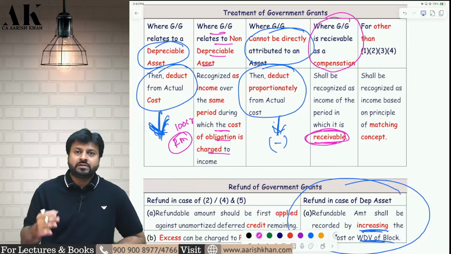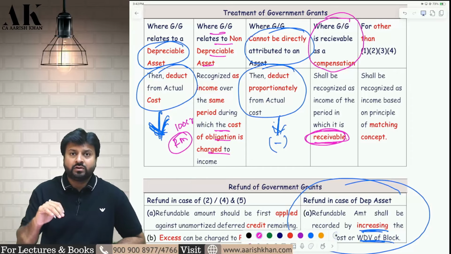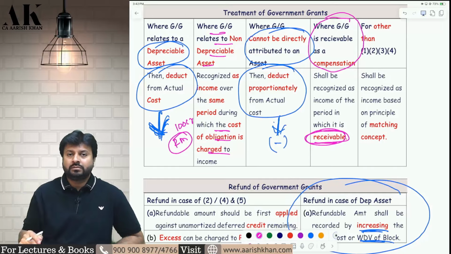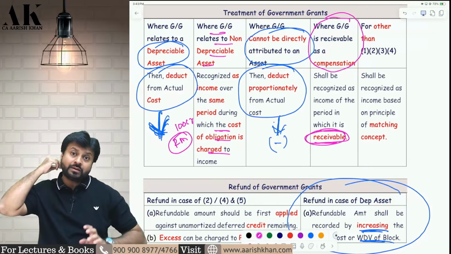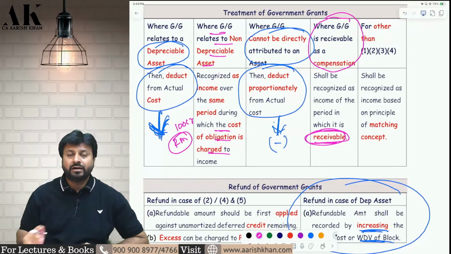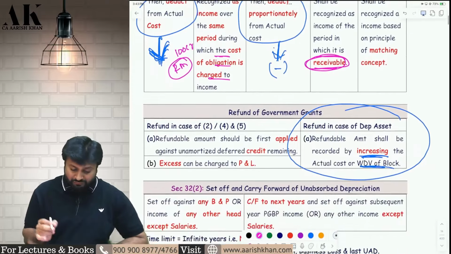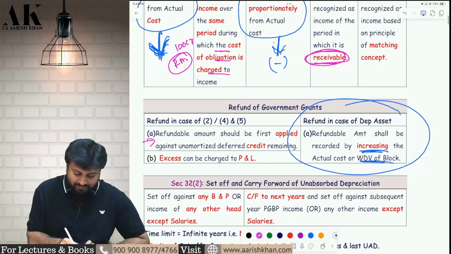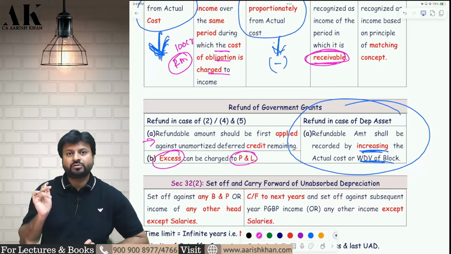Suppose in the first year I purchased raw material of 30 crore. So I have to recognize 30 crore as income. In the second year, I purchase another 30 crore, so another 30 crore as income. Now how much is left? 40 crore is left. Now suppose after 2 years, the government says you are not complying with the condition and you have to repay the entire 100 crore to us. But 60 crore I have already incurred. So the 40 crore which is left in the unamortized part will be written off first, and the excess 60 crore will be charged to P&L.